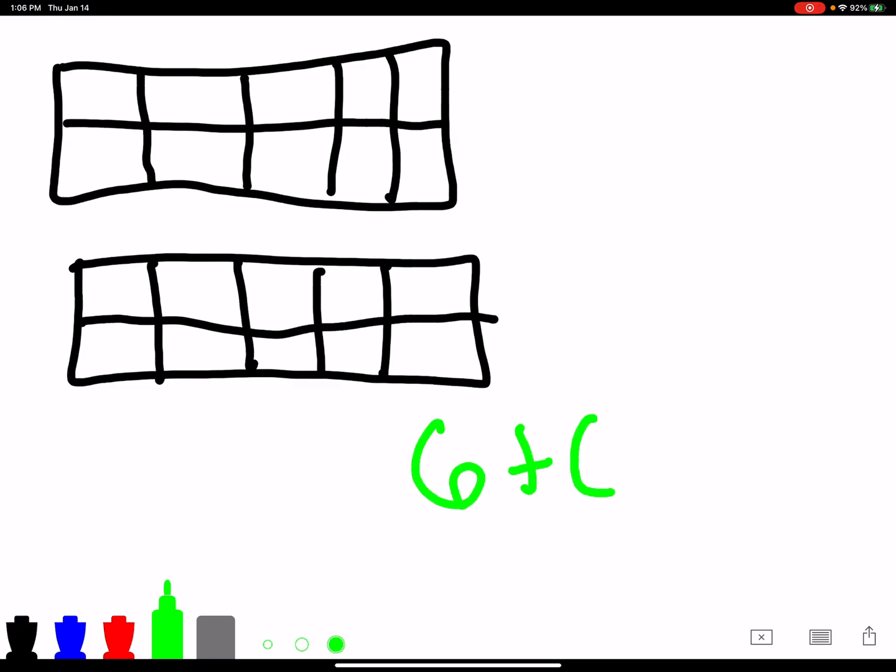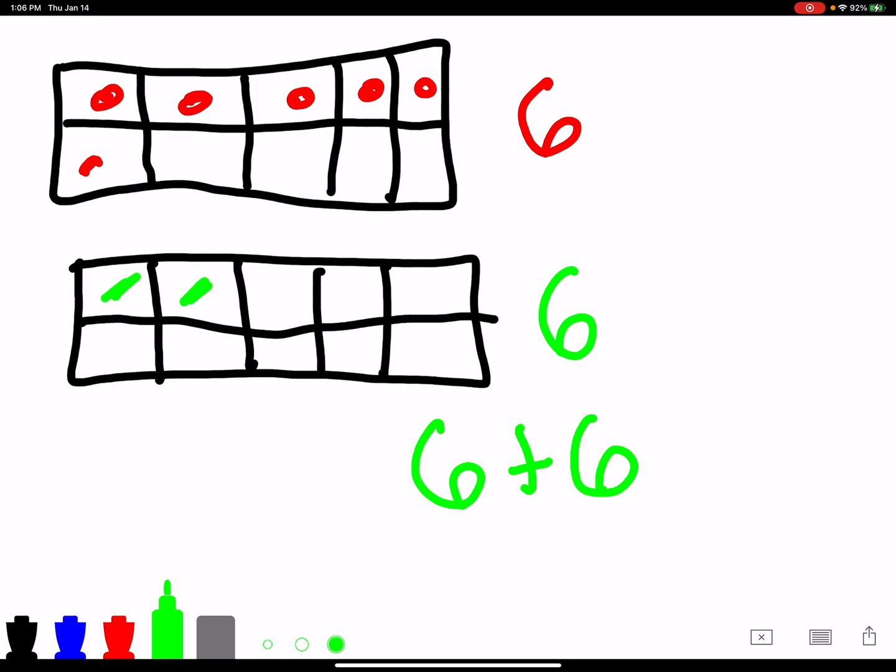6 plus 6, we can color in the amount of blocks in 6 plus 6. So our first one, we have 1, 2, 3, 4, 5, 6. We have 1 6 here, and then the other 6 down here. So we would color 1, 2, 3, 4, 5, 6.